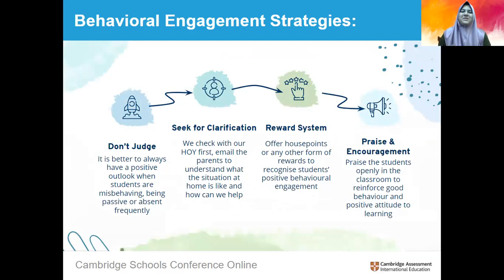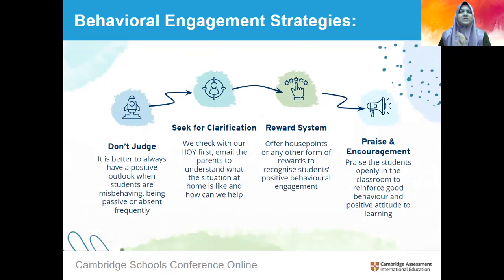It's better to always have a positive outlook when students are misbehaving, being passive or absent frequently. Seek clarification. We check with our head of years first, email the parents to understand the situation and offer any sort of help that we can. And also a reward system to promote specific behavior that you would like to see in the classroom. Reward works. It could be house points, it could be any other form of rewards to recognize and acknowledge students' positive behavioral engagement.